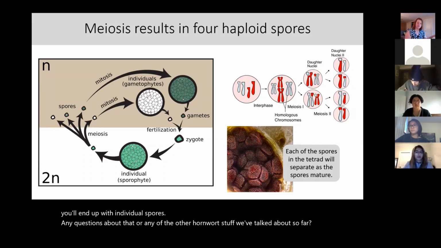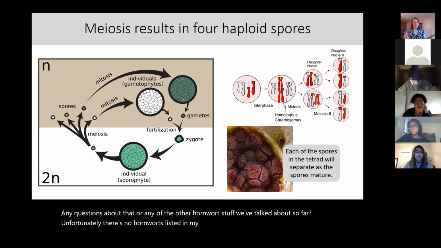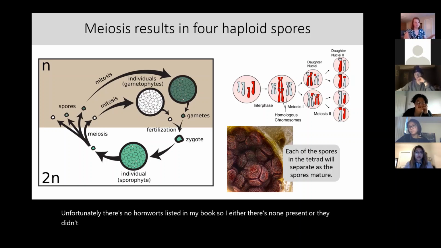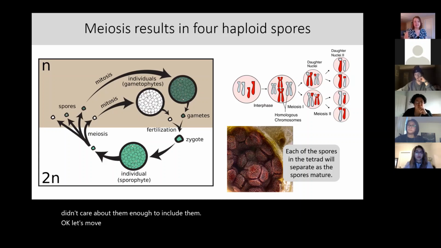Unfortunately, there's no hornworts listed in my book, so either there's none present or they didn't care about them enough to include them. Okay, let's move on to the mosses then.